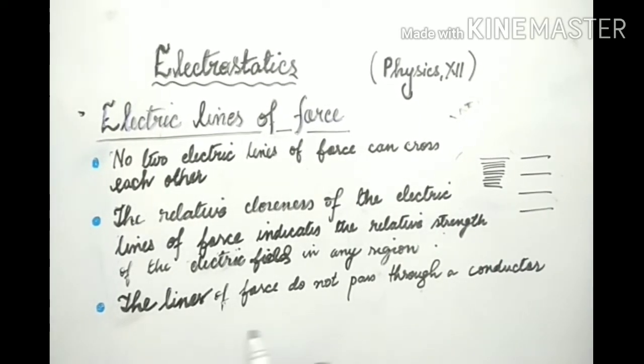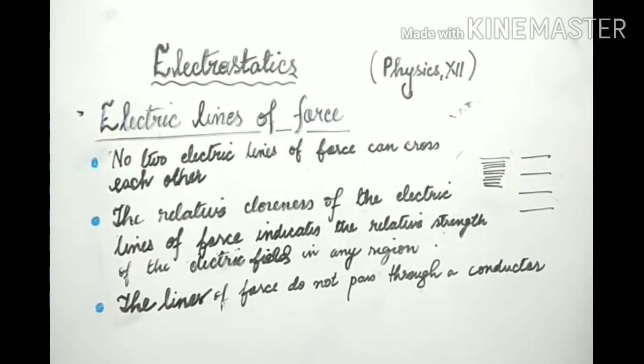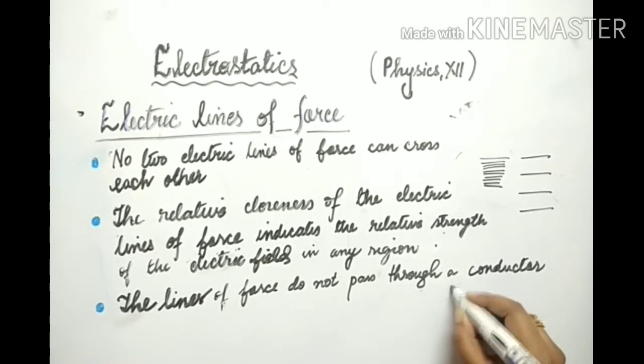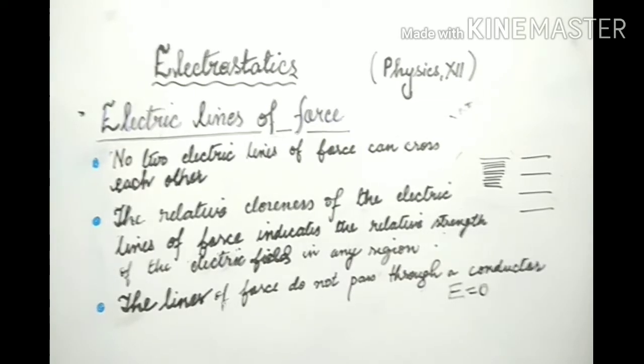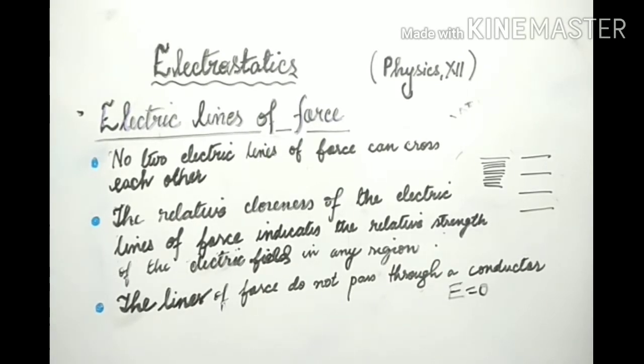Now, the electric lines of force do not pass through a conductor. We have to remember that electric field lines do not pass through a conductor because inside the conductor, the electric field is equal to 0. That's why we are unable to see any line of force inside a conductor.